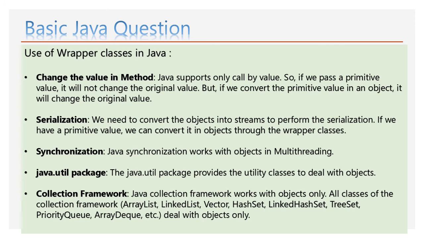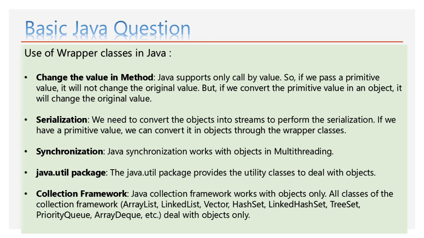Let's see the use of wrapper classes in Java. Change the value in a method. Java supports only call by value, so if we pass a primitive value, it will not change the original value. But if we convert the primitive value into an object, it will change the original value. Serialization. We need to convert the objects into streams to perform serialization. If we have a primitive value, we can convert it into an object through the wrapper classes.